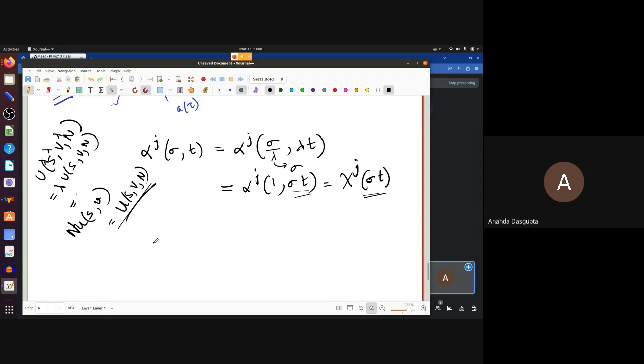But basically what we have is a bunch of functions. The alpha j's are essentially described by chi1, chi2, chi r functions of r arguments each. Right? The sigma t, how many numbers are there? Sigma t1, sigma t2, sigma tr. There are actually r numbers. Right?